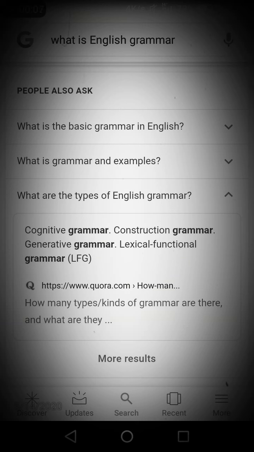What are the types of English grammar? Cognitive grammar, construction grammar, generative grammar, and lexical functional grammar, that is also called LFG.